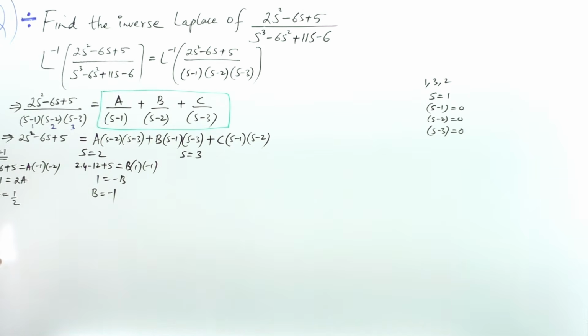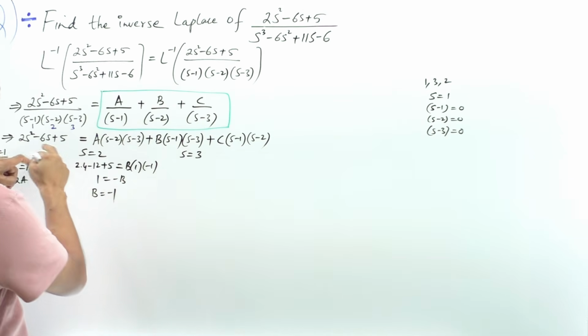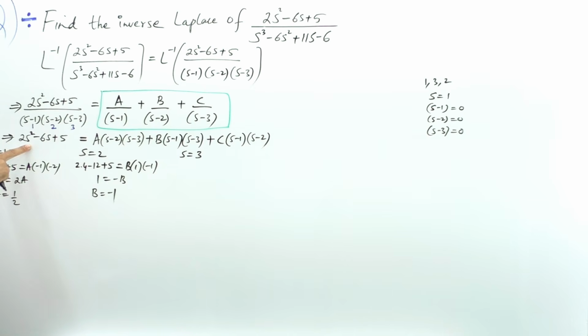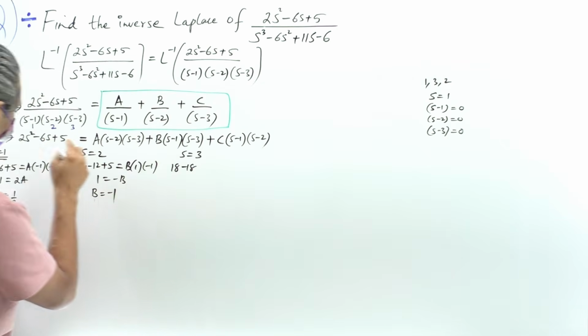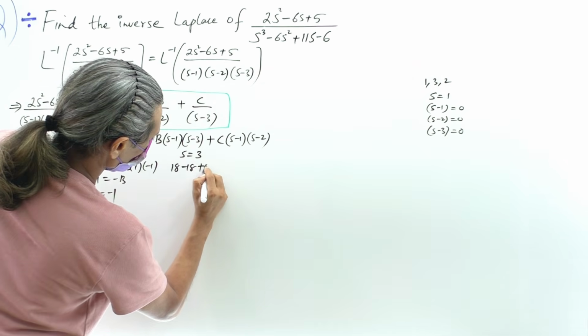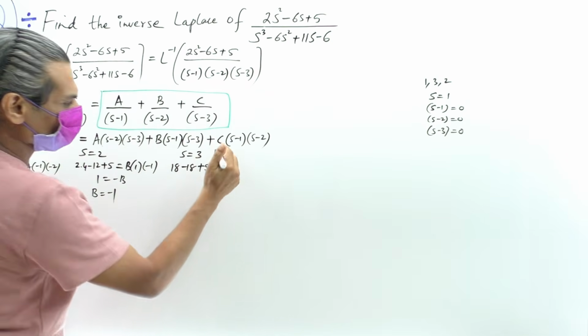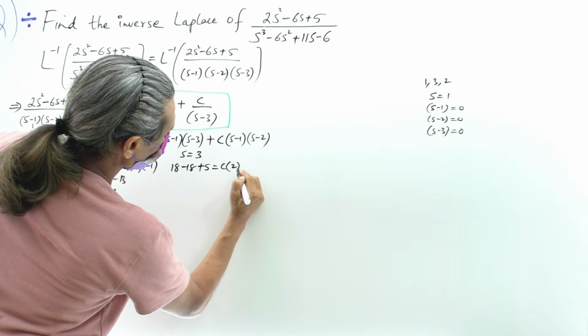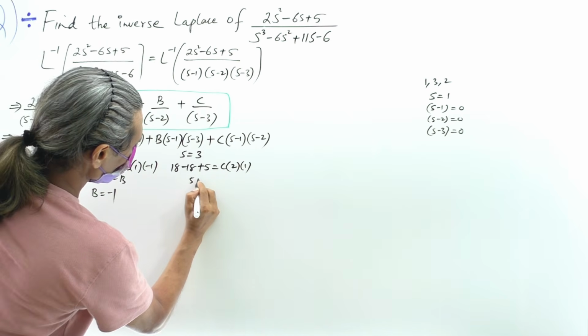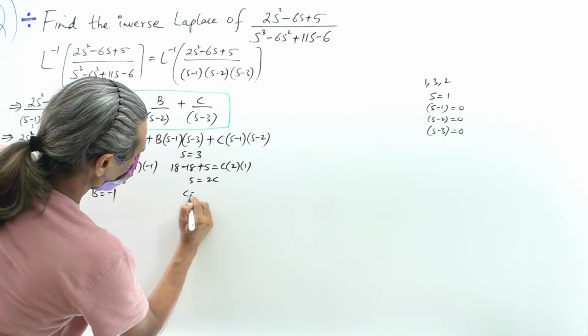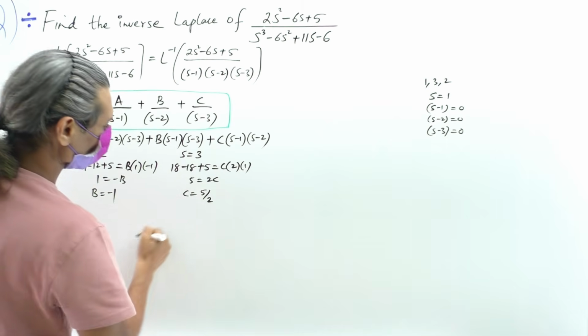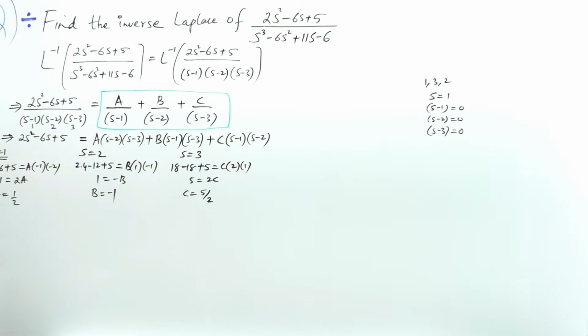Lastly, put S is equal to 3 here. And I put S is equal to 3. So 3 squared is 9, 9 into 2 is 18, 18 minus 6 into 3 is 18, plus 5 equals this term becomes 0, and 3 minus 3 becomes 0. Only C into 3 minus 1 is 2, 3 minus 2 is 1. So 5 is equal to 2C. C is equal to 5 by 2. Okay, these are all the values we get.